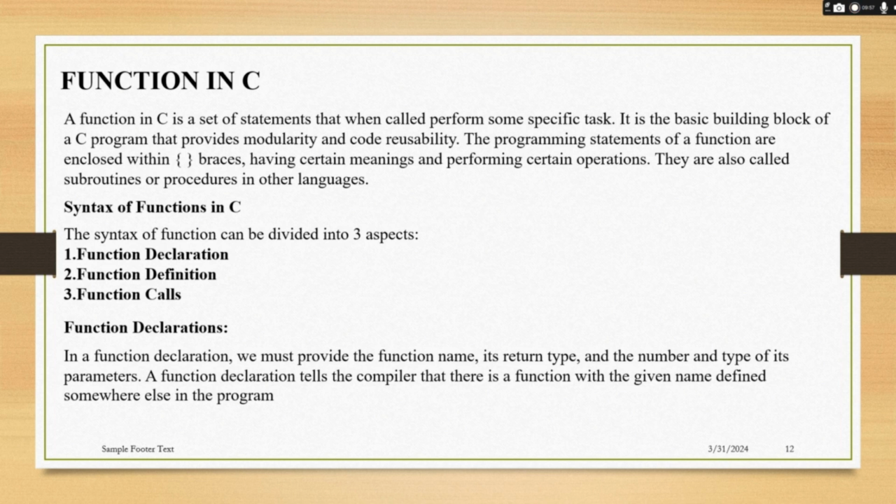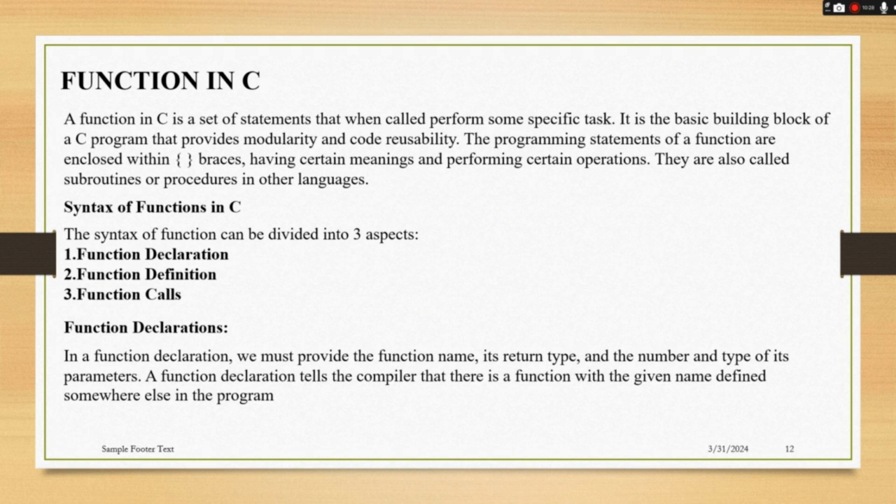Functions in C. A function in C is a set of statements that when called perform some specific task. It is the basic building block of a C program that provides modularity and code reusability. The program statements of the function are enclosed within curly braces, having a certain meaning and performing certain operations. They are also called subroutines or procedures in other languages.